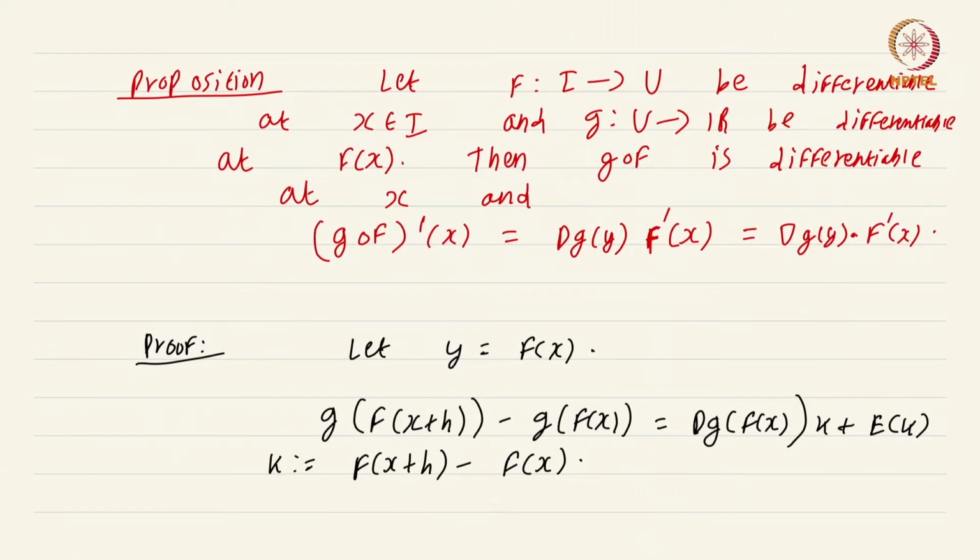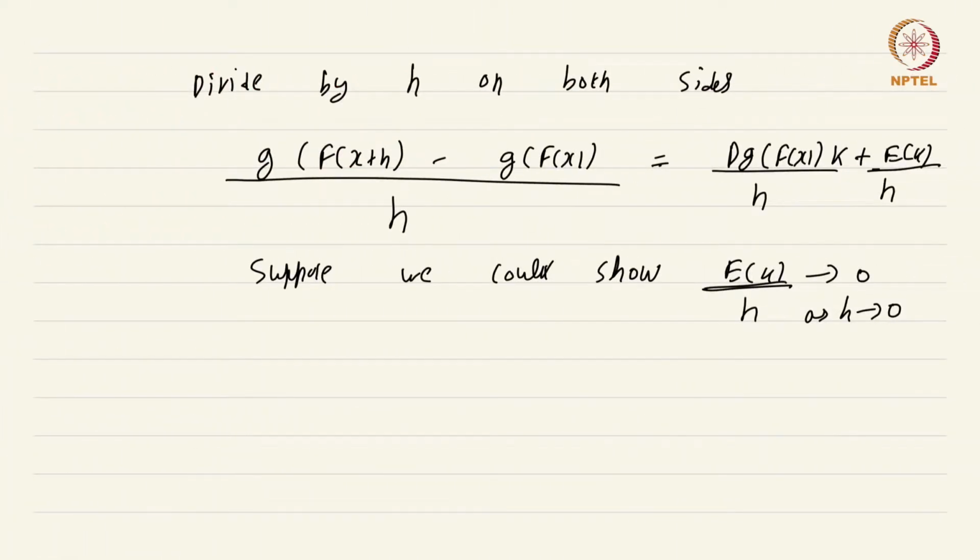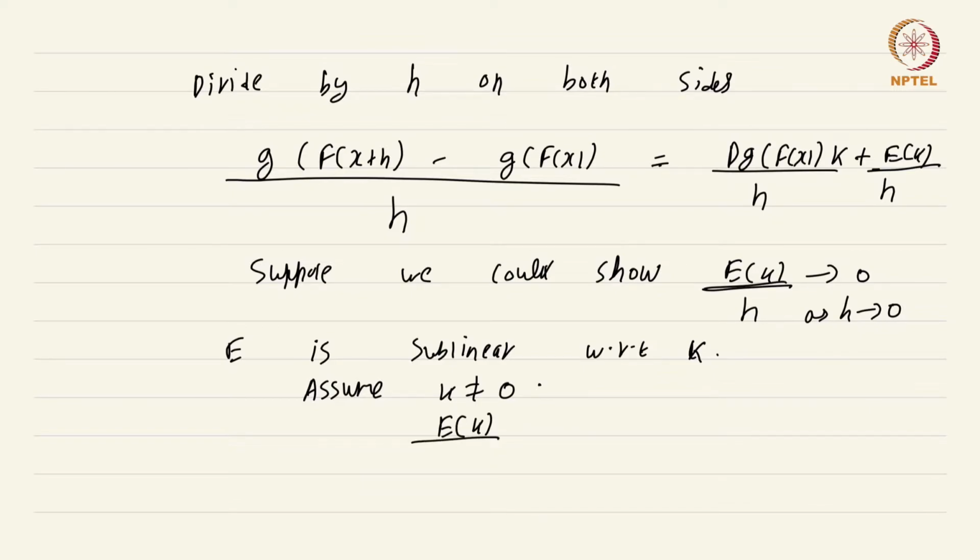Now observe that this function e was coming from the definition of the derivative of g, so e is sublinear with respect to k, remember that. Okay, so now assume k is not 0 for the time being. You will understand why I'm making this assumption. So we want to do e(k) by h. So what you do is you multiply and divide by norm k.